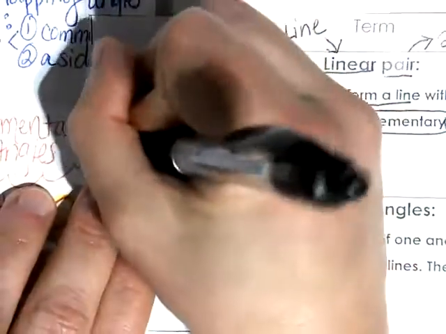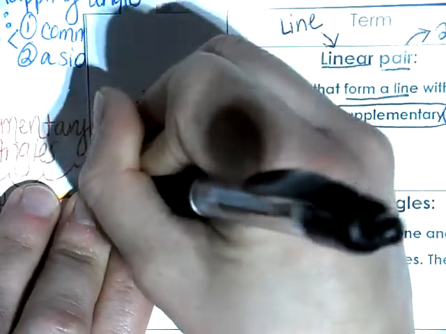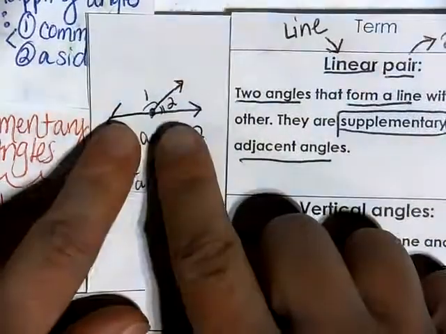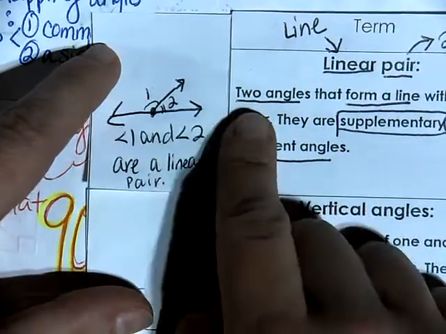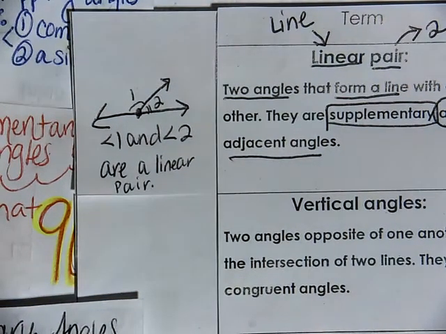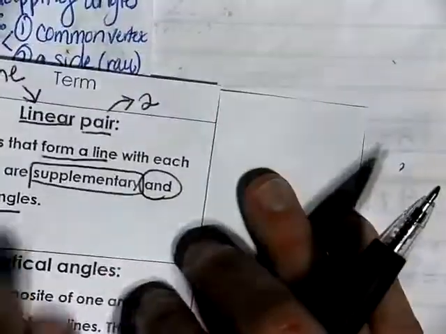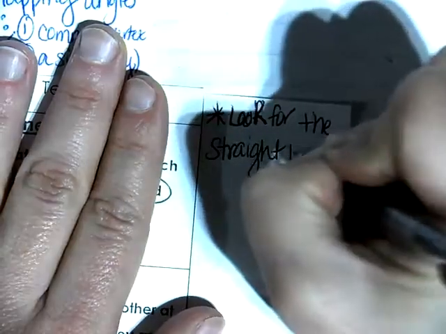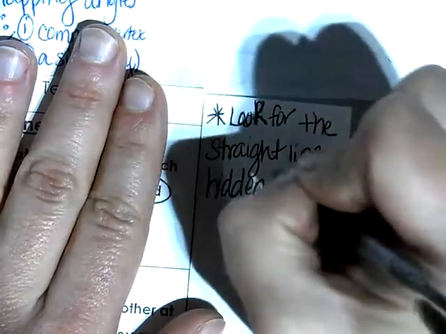And what we're going to say is that angle 1 and angle 2 are a linear pair. So angle 1 and angle 2, because together they are adjacent and they are supplementary because they would add to equal a straight line, add to equal 180. Together, they're called a linear pair. Now, just like I said before, what do you want to look for? You want to look for the straight line hidden in plain sight. I know this looks like a crazy look. Look, L-O-O-K, for the straight line that is hidden in plain sight.